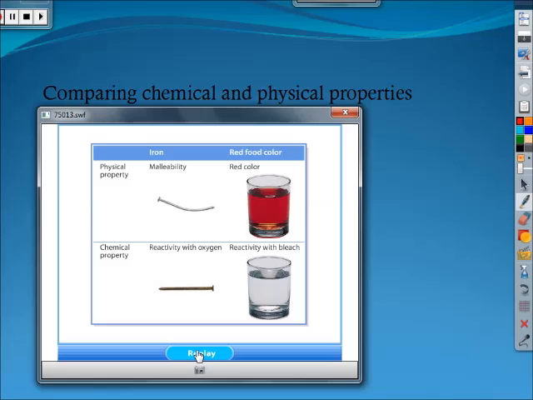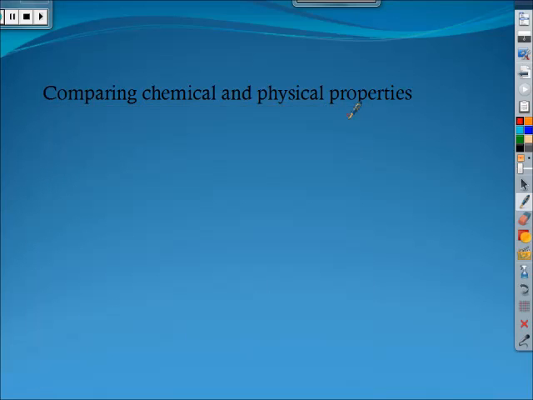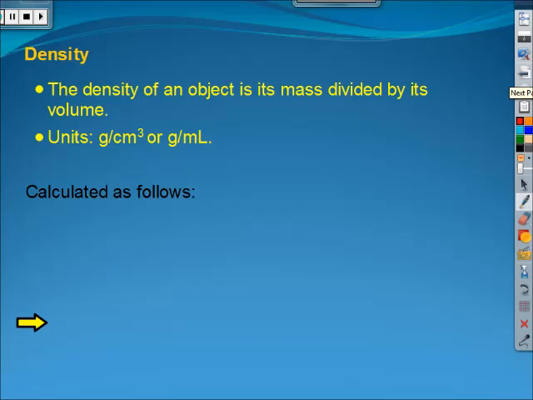Okay, so that's just a quick overview of some other properties. Malleability being the ability to bend things. Density. We're going to talk more about density in class. It is the mass of the object divided by its volume. Units can normally be in grams per cubic centimeter, grams per milliliter.